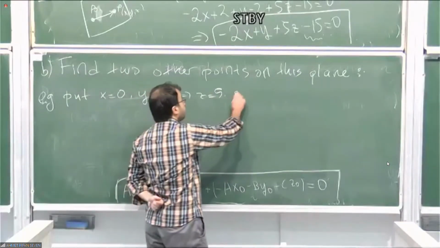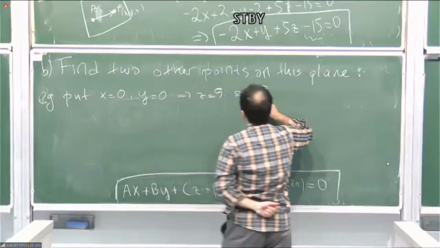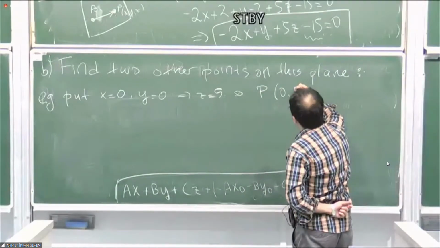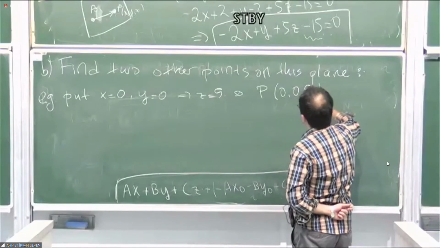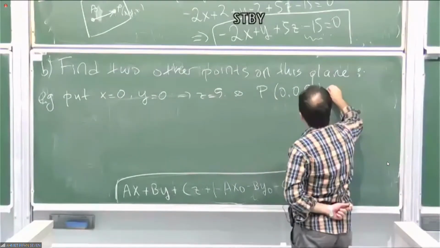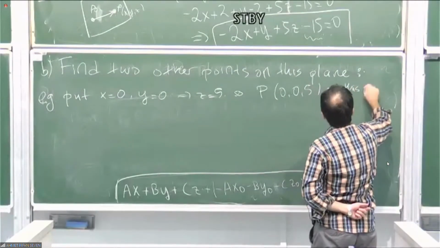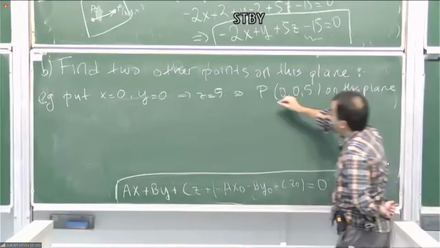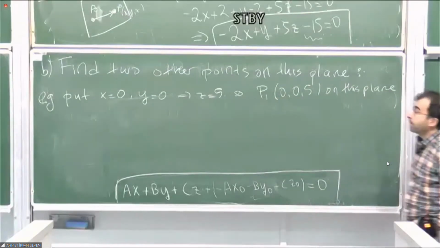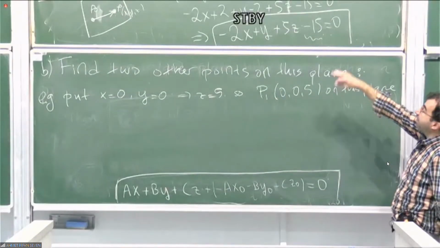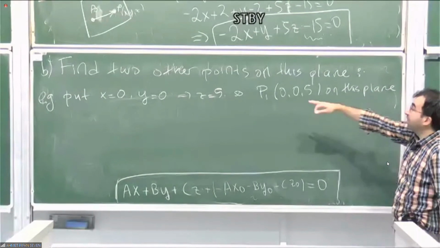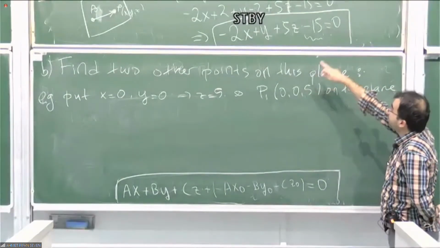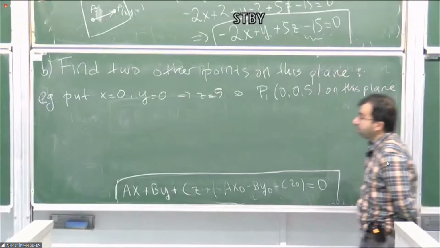So let's call this point P when x is 0, y is 0, 5. This will be a point on this plane. Why? Because it satisfies this equation, right? So let's call this one P1. So a point will be on the plane if and only if it satisfies the equation. And by its construction, these numbers satisfy this equation. So this point must be on the plane.